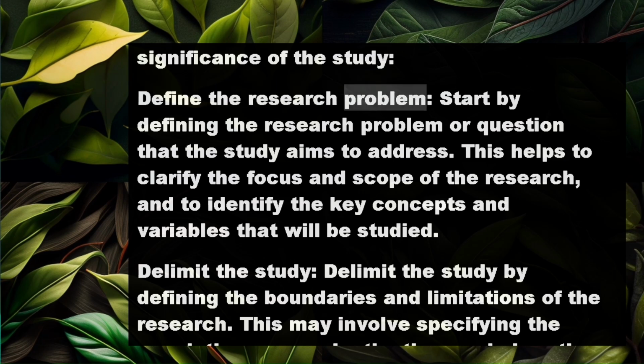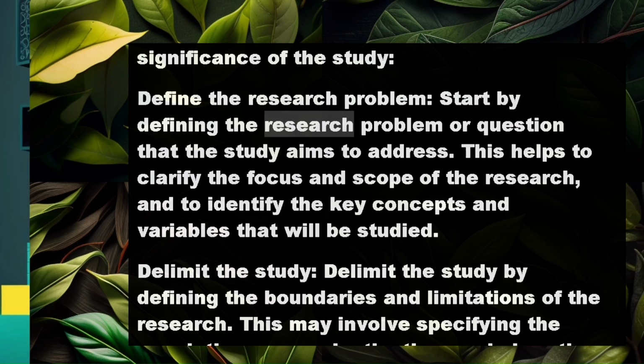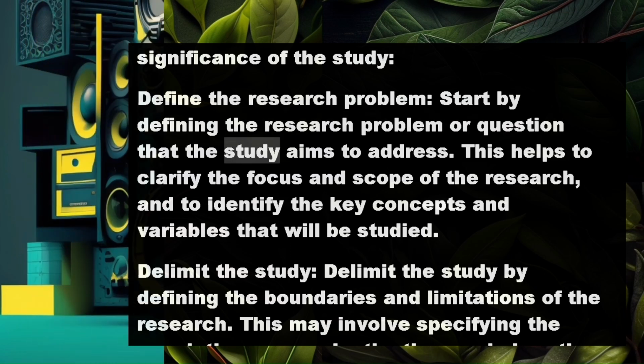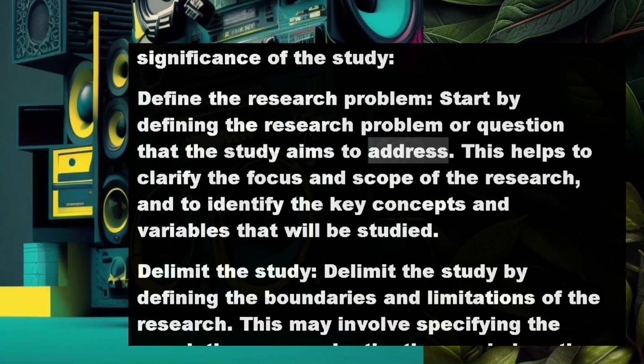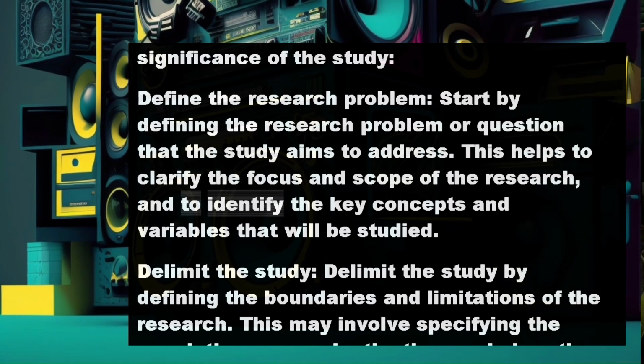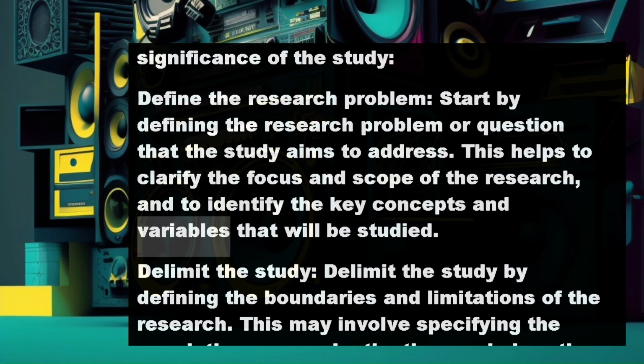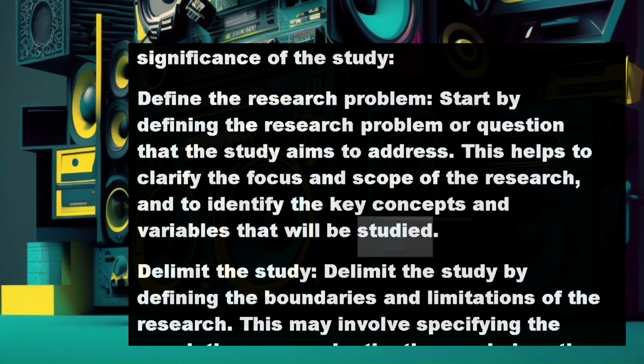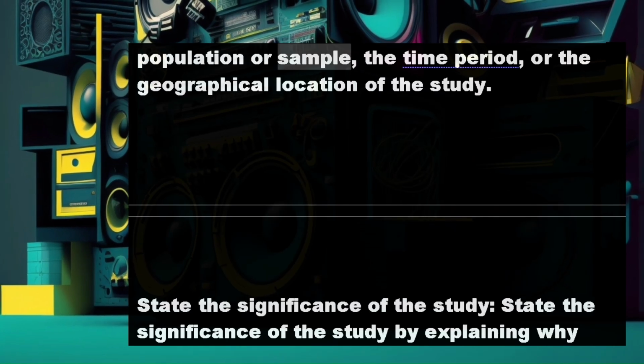Define the research problem. Start by defining the research problem or question that the study aims to address. This helps to clarify the focus and scope of the research, and to identify the key concepts and variables that will be studied. Delimit the study. Delimit the study by defining the boundaries and limitations of the research. This may involve specifying the population or sample, the time period, or the geographical location of the study.